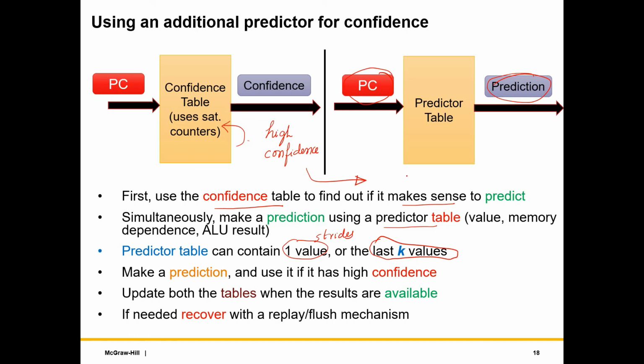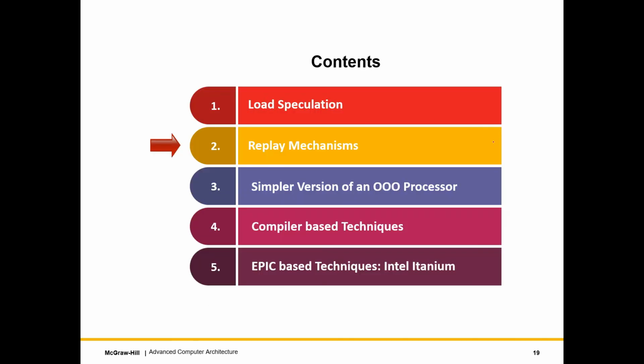Alright? And this is an important augmentation to our prediction mechanisms, because we don't want to unnecessarily predict low confidence stuff and just lose cycles, right? That would be really bad. Once the results are available, we update both the confidence as well as the predictor table. And of course, if the results are available, we also know whether we made a mistake or not. So we recover with a replay flush mechanism. Next, we will discuss replay mechanisms where we show how we recover from these misprediction, misspeculation related faults.